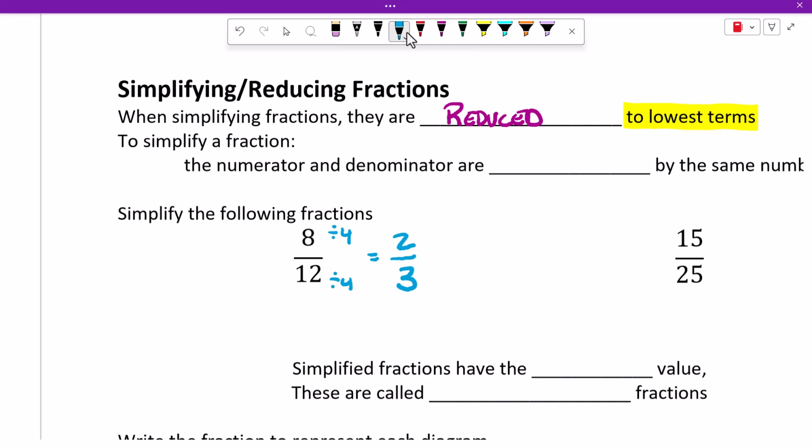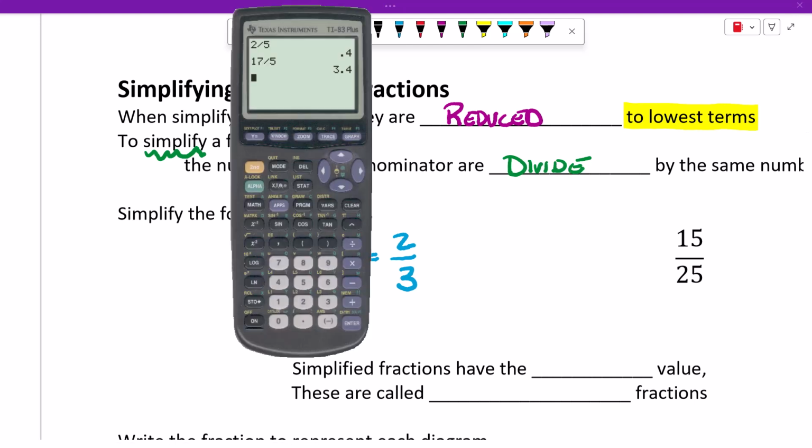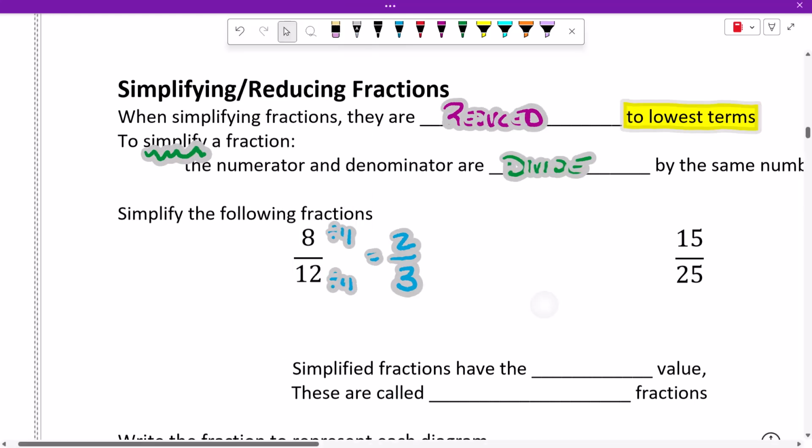Right? So, to simplify a fraction, we simply divide the numerator and the denominator by the same number. Right? The key: same number. Why? Because it keeps the value the same. If I took my calculator and went 8 divided by 12, and 2 divided by 3, it's the same number. We're reducing it for different purposes later on. So we're not changing the value.